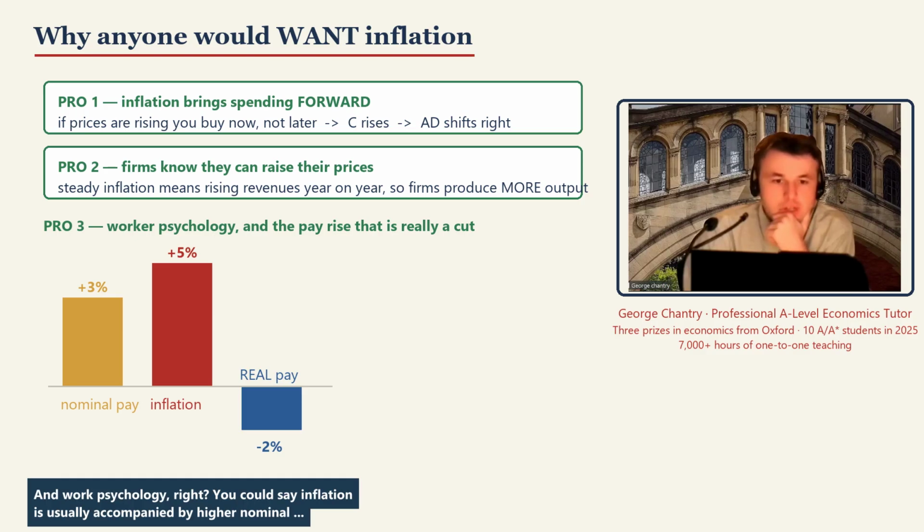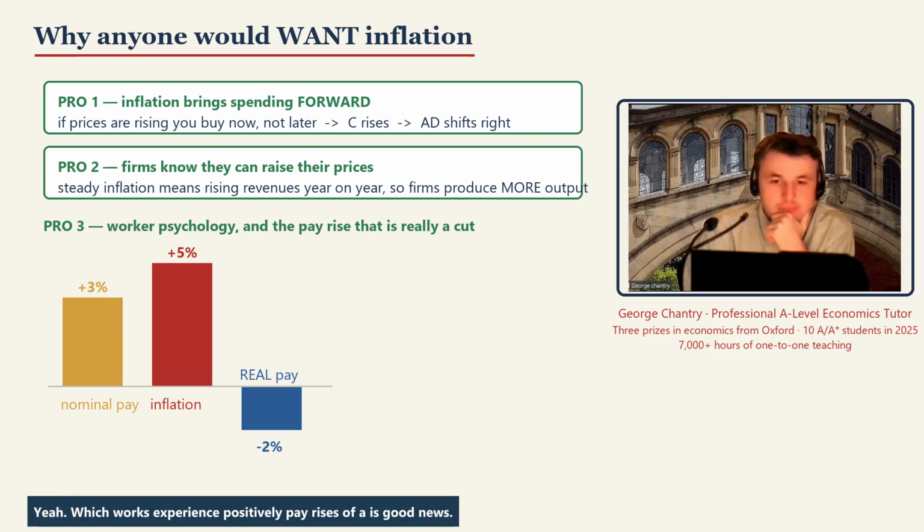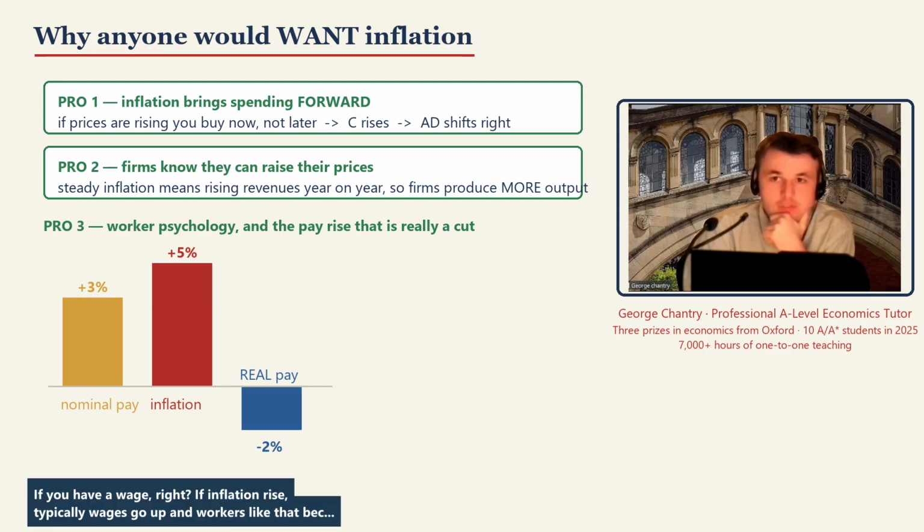Worker psychology, right? You could say inflation is usually accompanied by higher nominal wages, which workers experience positively. Pay rises are good news regardless of the real terms outcome. Workers receiving regular nominal increases stay motivated, productive. So what's going on here is that if you have a higher, more productive worker, right? If inflation rises, typically wages go up, and workers like that because they get more money, and people like getting more money. So people therefore will spend more and are happier, and therefore there's a psychological benefit for pay rise.